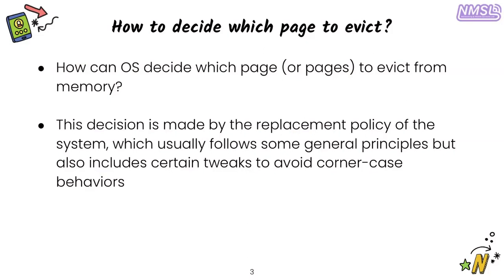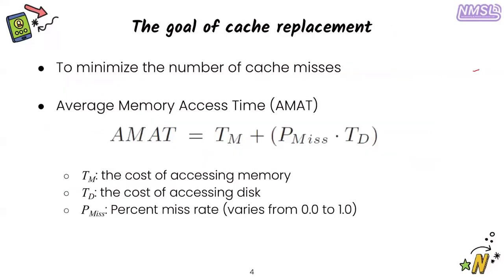So this decision, obviously, you follow some principles. But as you will see, these algorithms have some corner cases, so there might be some tweaks to avoid those behaviors. The goal of the cache replacement algorithm is basically to minimize the number of cache misses, right? A miss is bad, because if you miss it, you already wasted time. Now you have to go grab it on the disk. And even a single miss actually incurs quite a bit of overhead.